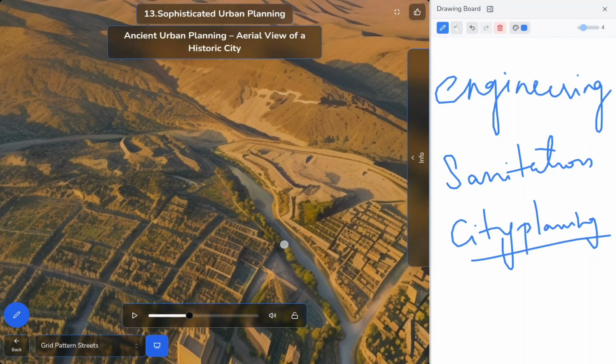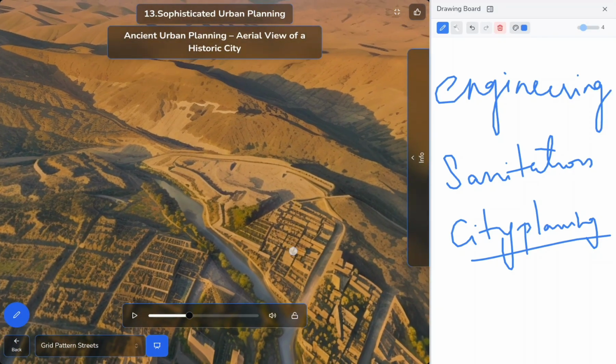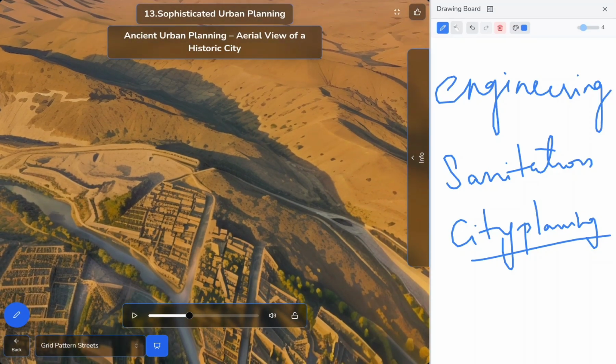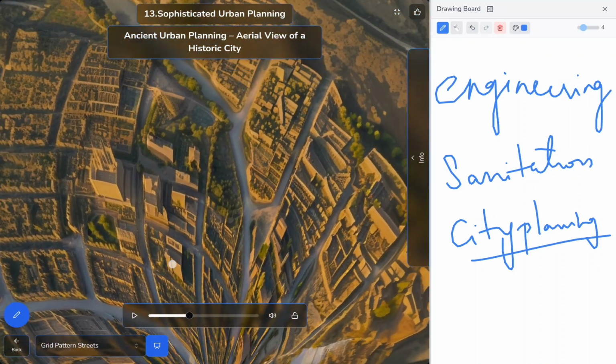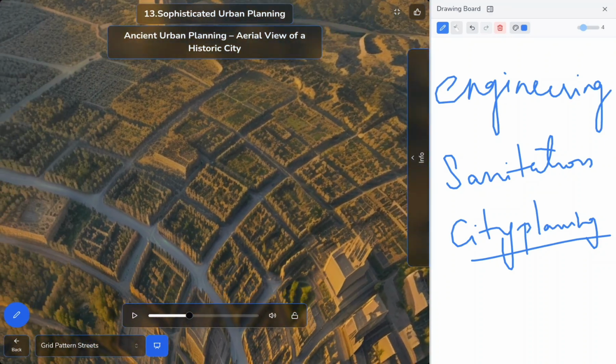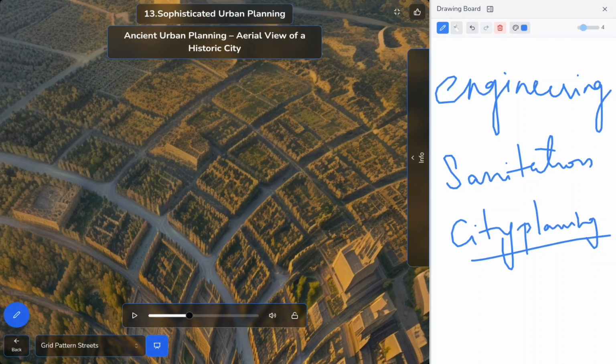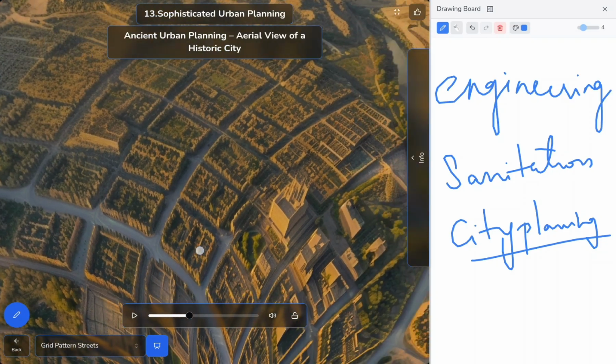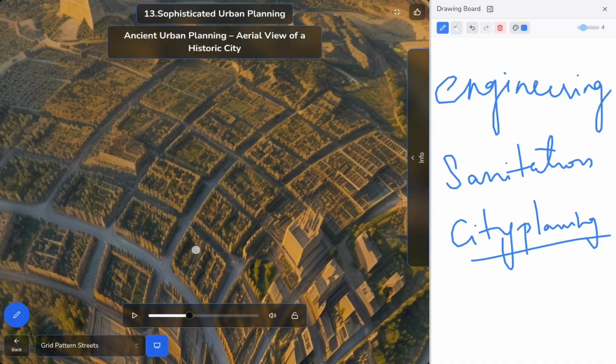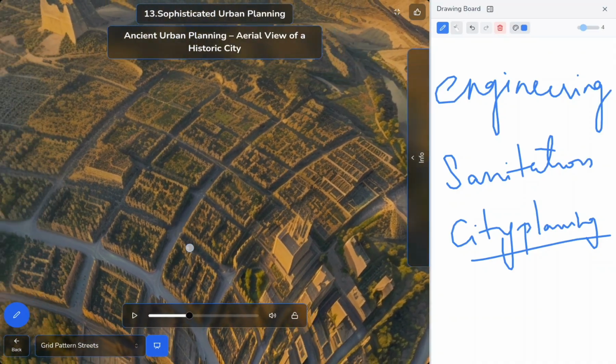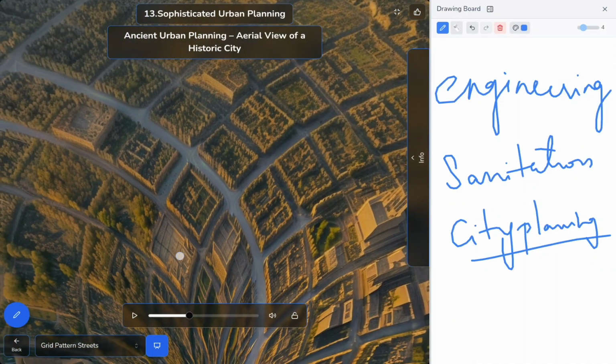Children, let me show you what grid pattern streets actually mean. As I have just shown how Mohenjo-daro is in a grid pattern, you can see here in this picture that the perfect grid pattern looks like this. The streets are straight, intersecting each other at a right angle. Okay, you can see that they are in blocks. That's how a grid pattern looks like. It's an organized system of urban planning, children.